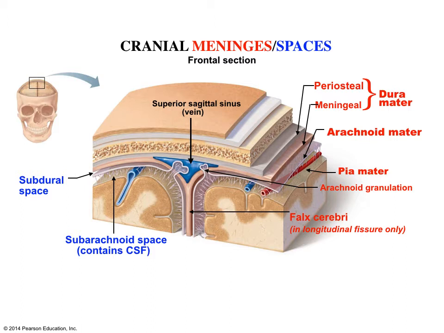Deep to the dura mater is a potential space, the subdural space. Deep to the arachnoid would be the CSF-filled subarachnoid space. Here you could also see an extension of the meningeal dura, which is known as the falx cerebri, dips into the longitudinal fissure. Also, you will note arachnoid granulations. These are little bump outs of the arachnoid, which contain one-way valves involved in the processing of cerebrospinal fluid.